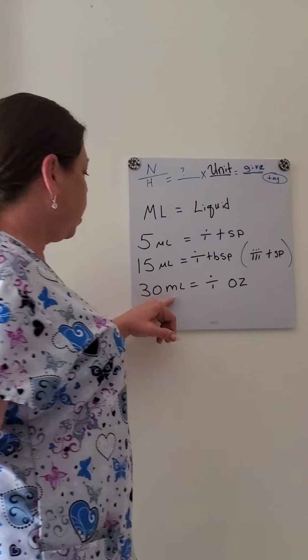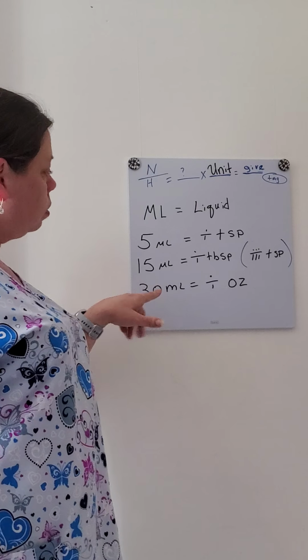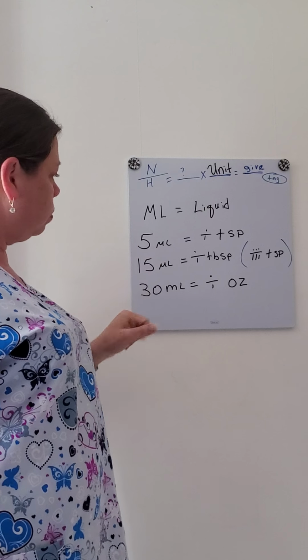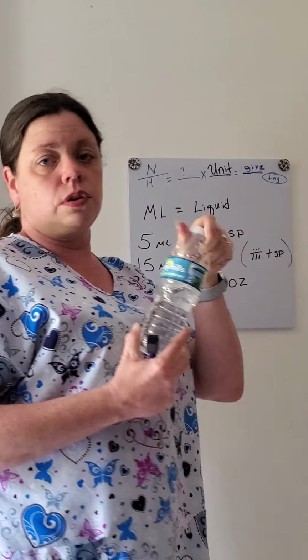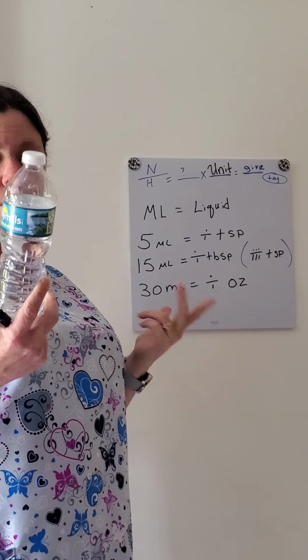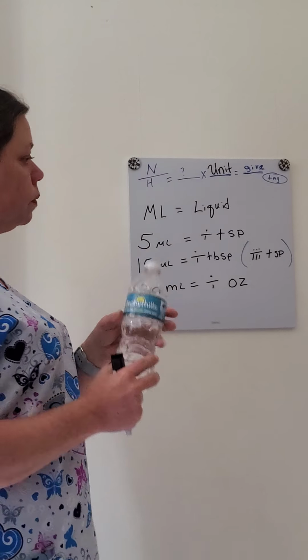The next one is 30 mLs, which equals 1 ounce. So to give you an idea, 5 mLs is a teaspoon, 30 mLs is 1 ounce. Think of ounces, you think of your water bottles or soda bottles, whatever you have. This one happens to be like 16 ounces.